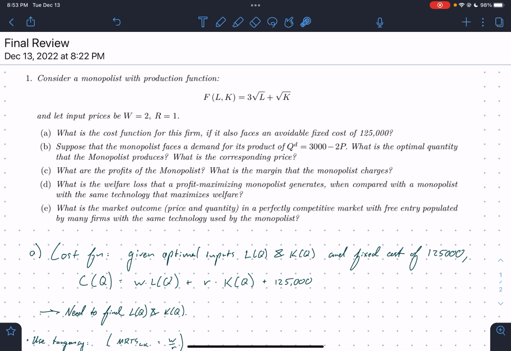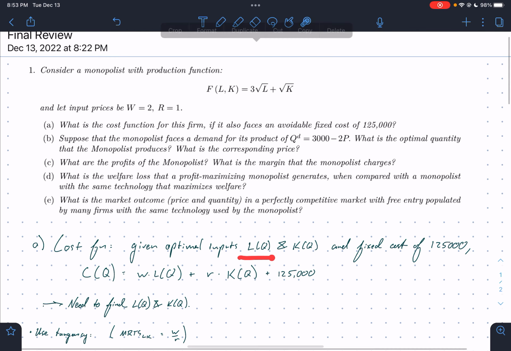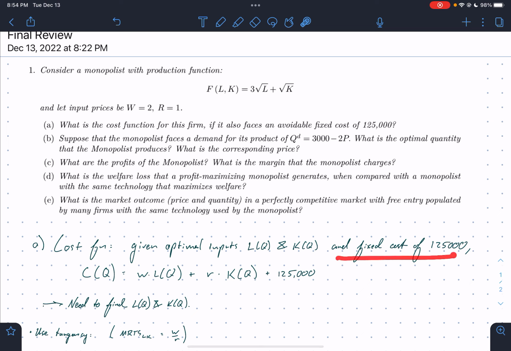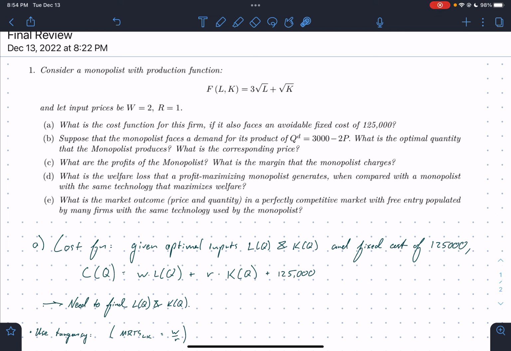So to find the cost function, we need to first find the optimal inputs, like the optimal input choices, L of Q and K of Q. So given an output level Q, we need to find what the firm will optimally choose to minimize their cost. Furthermore, given that they have a fixed cost of $125,000, their total cost function is going to be this expression right here, where this is their cost of labor, this is their cost of capital, and then this is the fixed cost.